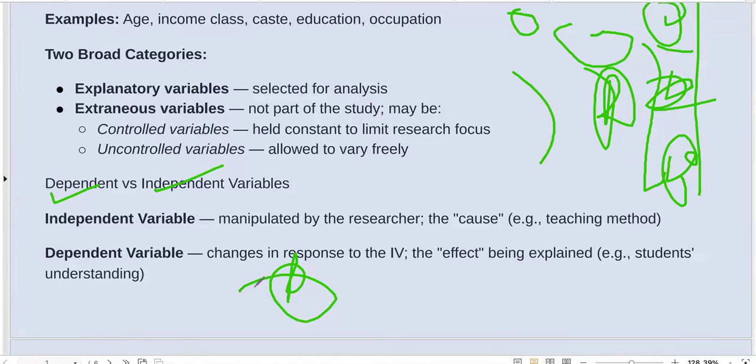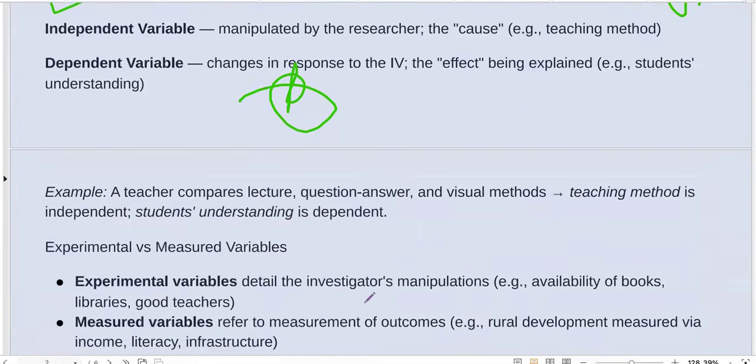Okay, so the first thing is the independent variable. The second, which will vary, is the dependent variable. Example, let's take one more example. A teacher compares lecture, question answer, and visual methods. These are different teaching methods.